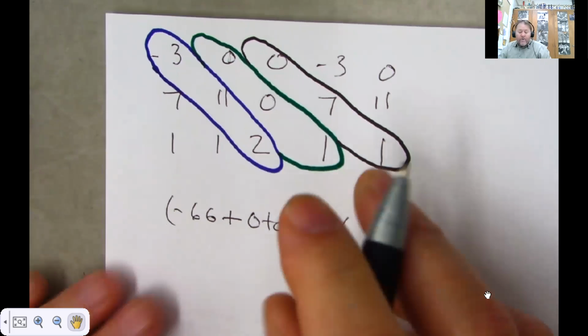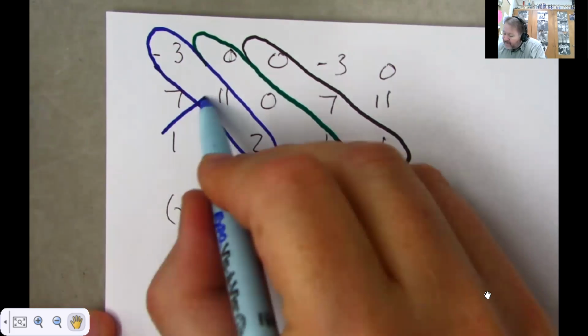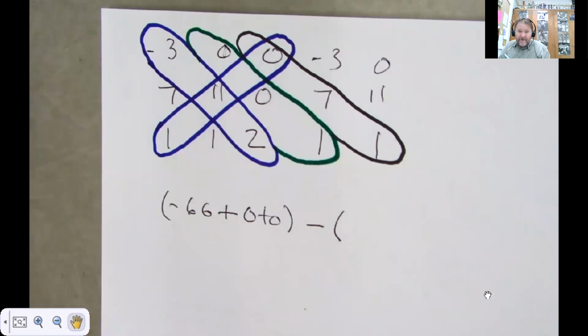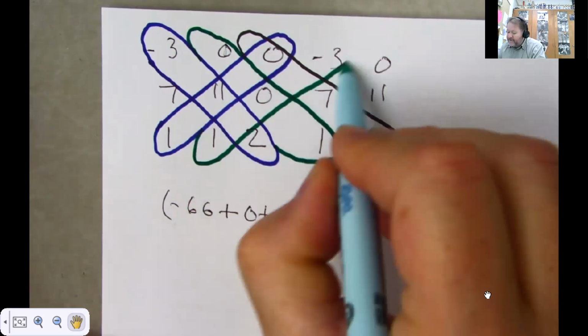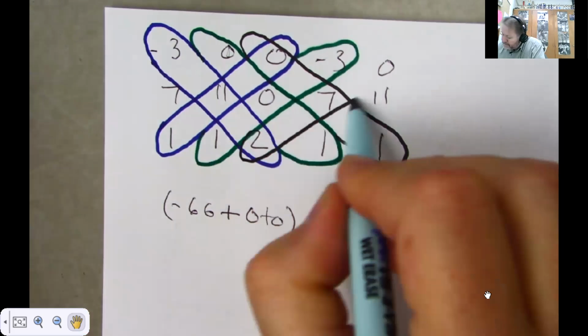Minus, now we have to go uphill 3 at a time. So I'm going to take the product of those 3. I hate this method. I should just really not do it. Plus the product of those 3, plus, excuse me, the product of those 3. Okay.